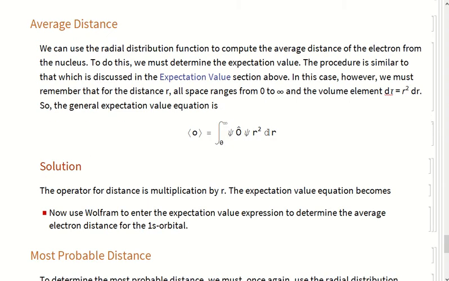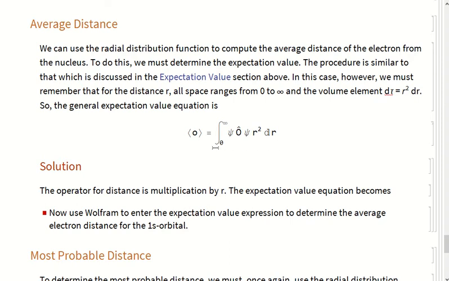Now what about average distance? How can we calculate the average distance? Since the radial distribution function gives us a probability associated with distances from the nucleus, how would we approach the problem to calculate the average distance? Well, remember averages in quantum mechanics, we use expectation values, and the general expression for expectation values for something that we observe, represented by O, is this particular integral here.